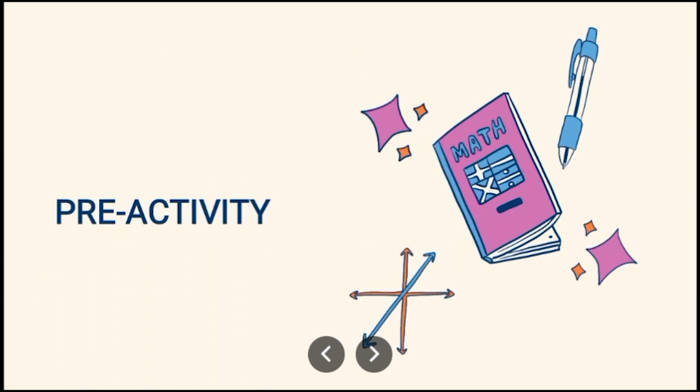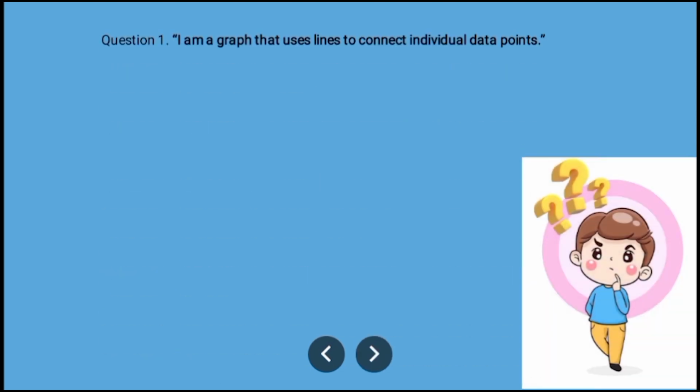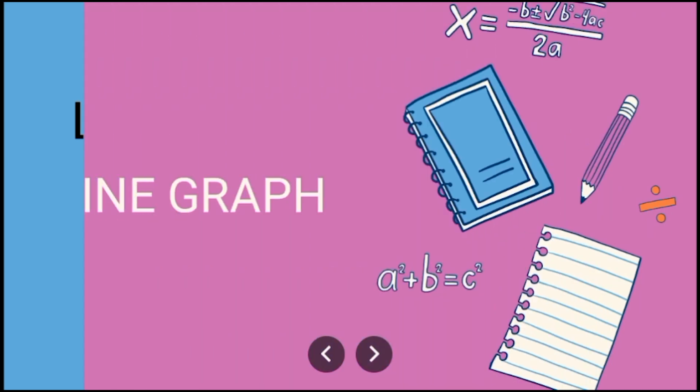So pre-activity. This pre-activity is called What Graph Am I? Number 1. I am a graph that uses lines to connect individual data points. So what type of graph am I? That's right. I am a line graph.